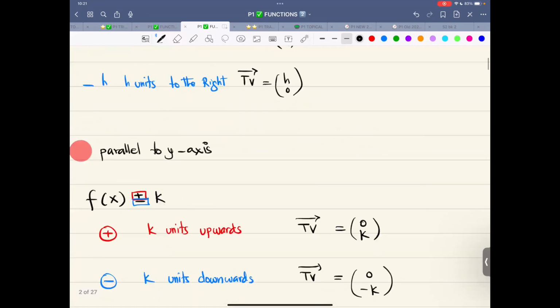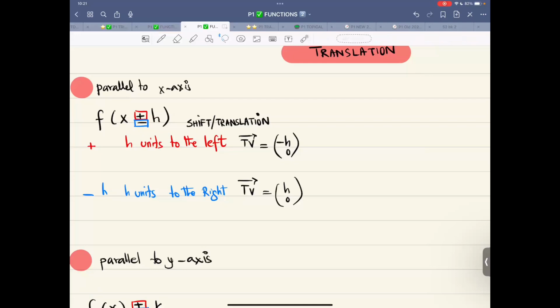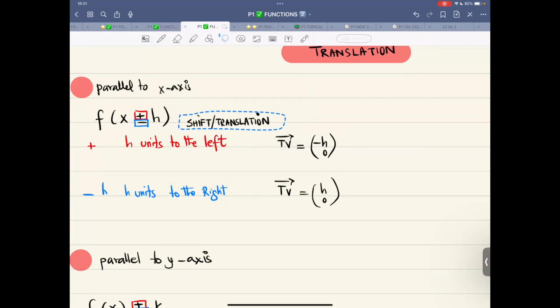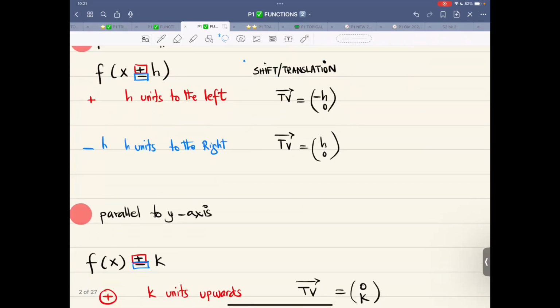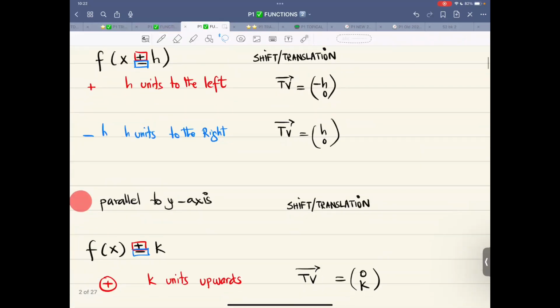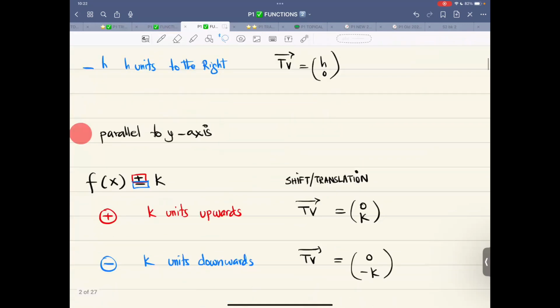Now, from the examiner's perspective, let me write it a little bit spread out like this. It's about shift or translation. So this shift or translation could be in this direction. Let me copy this thing, and over here, this shift or translation could be upwards. All good, all clear? So now that is the first thing.